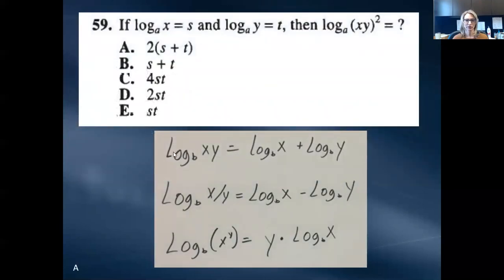So just remember those: log b of xy is log b of x plus log b of y. And then we're using this one also, that log b of x raised to the y is the same thing as y log b of x.